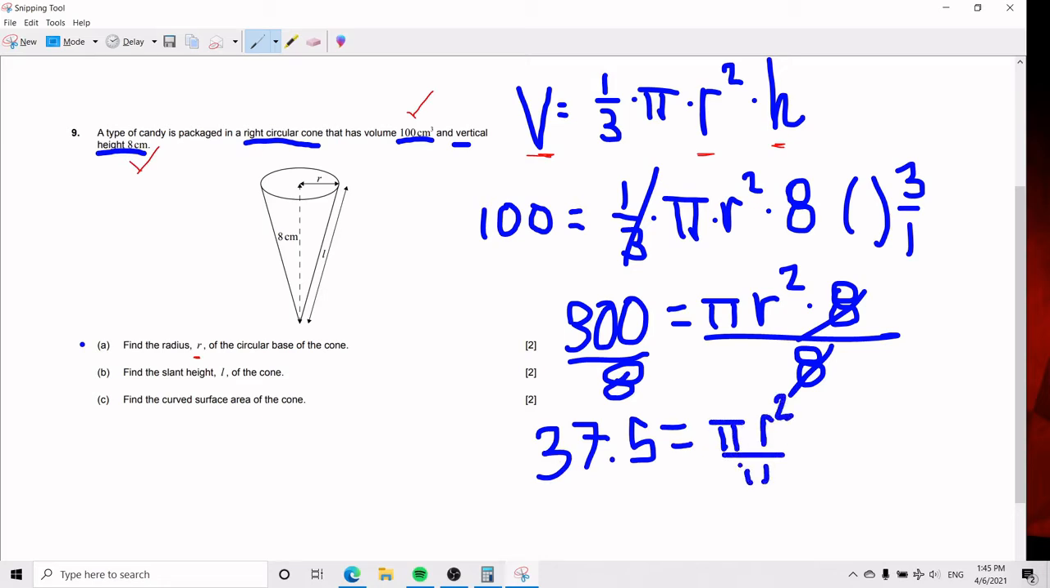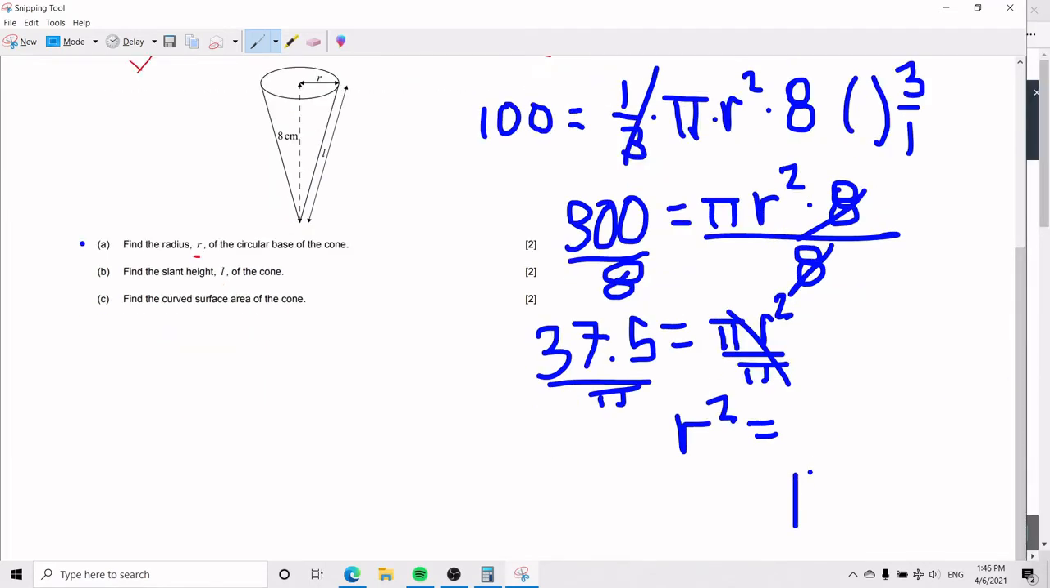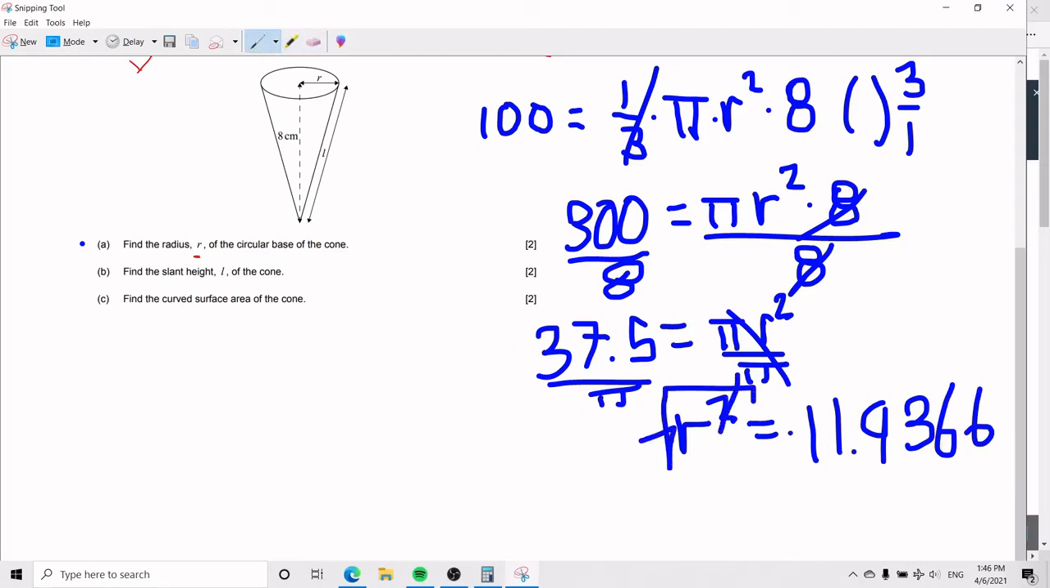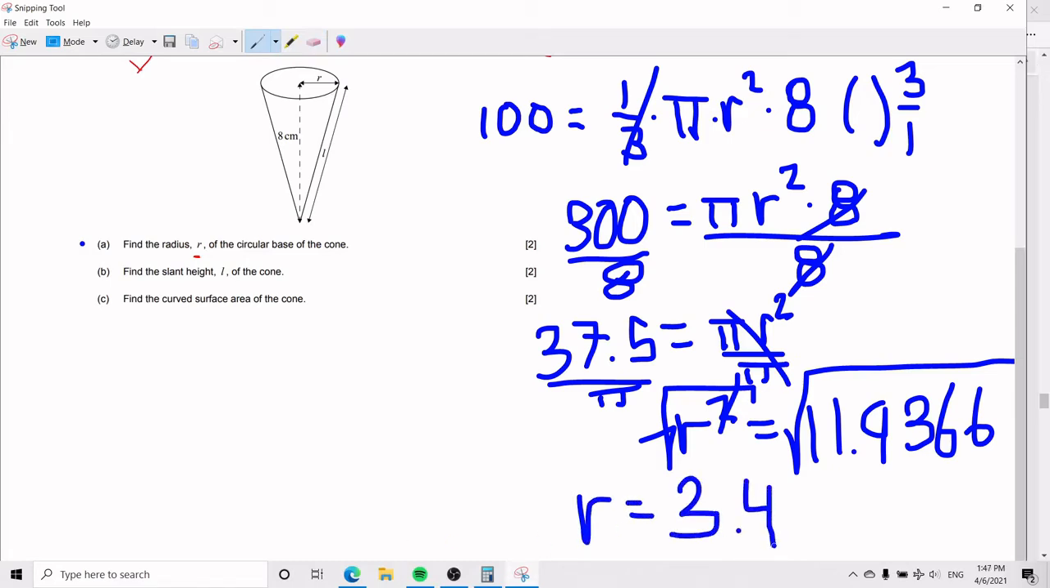Divide both sides by pi. And I end up with r squared being equal to 11.9366. Now I proceed to do the square roots to both sides. That way I get rid of the squared up here. And I end up with r being equal to just about 3.45. Now we make sure to not forget our units, which is in centimeters. So that is how you do part A.